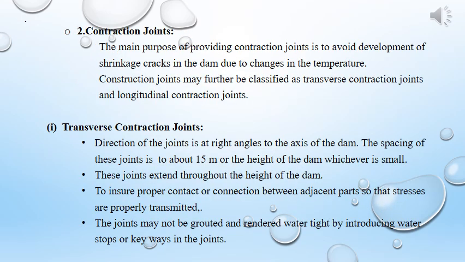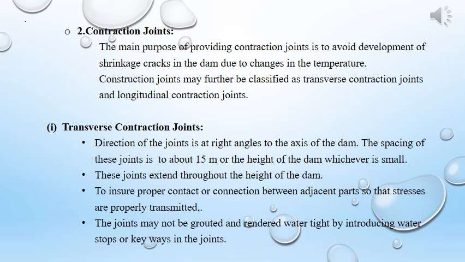The other one is the contraction joint. This type of joint is mainly provided to avoid cracks caused due to shrinkage of concrete due to temperature changes. Contraction joints are of two types, that is the transverse joints and the longitudinal joints. The transverse joints are provided normal to the dam axis. The function of this joint is to prevent the transverse cracks due to contraction of the concrete.